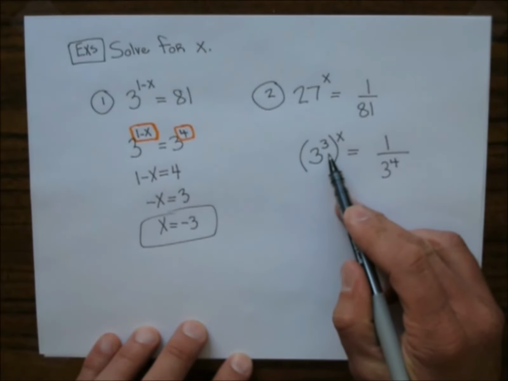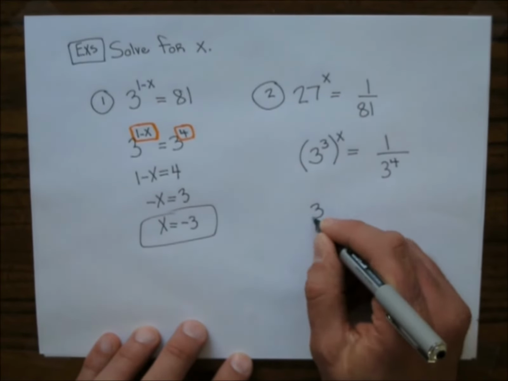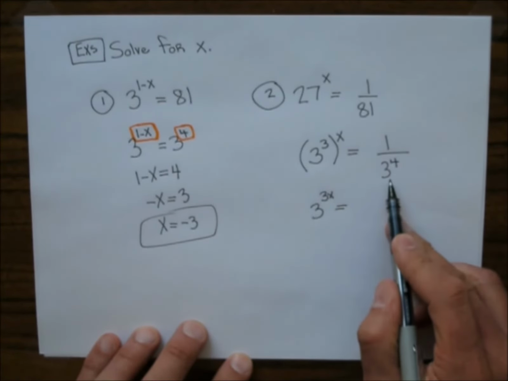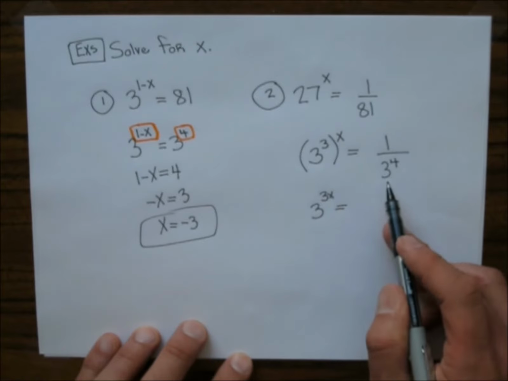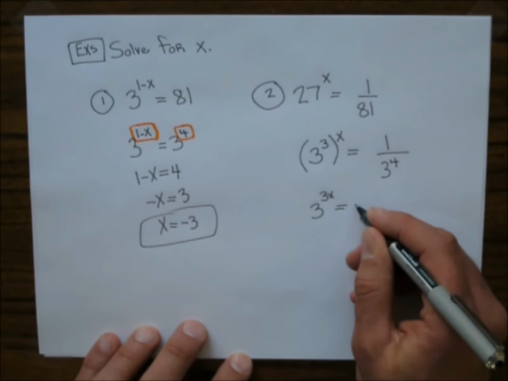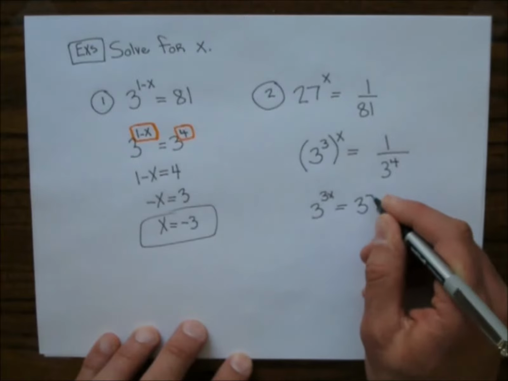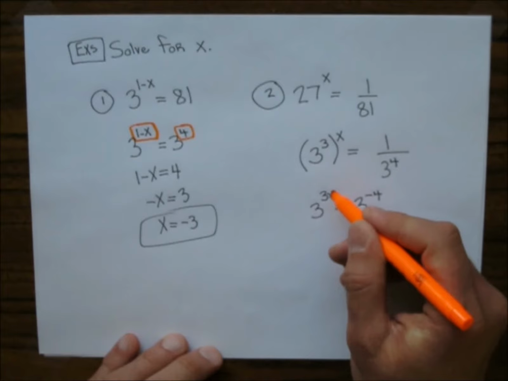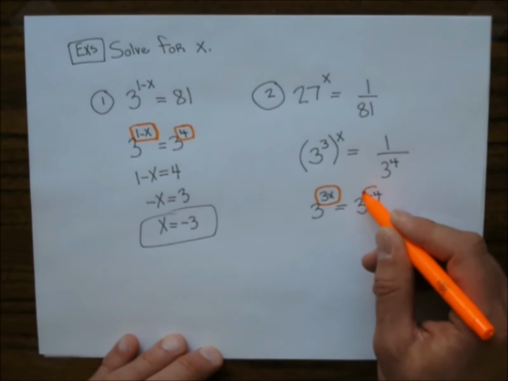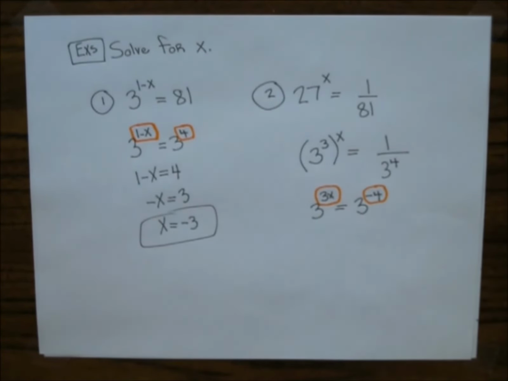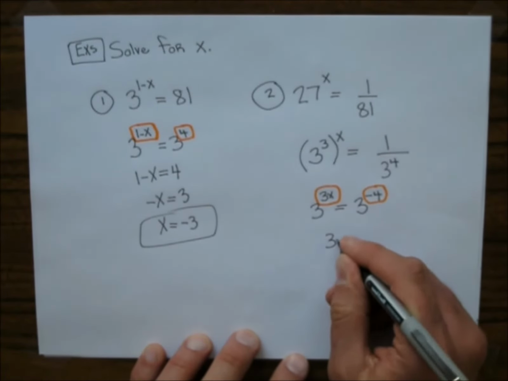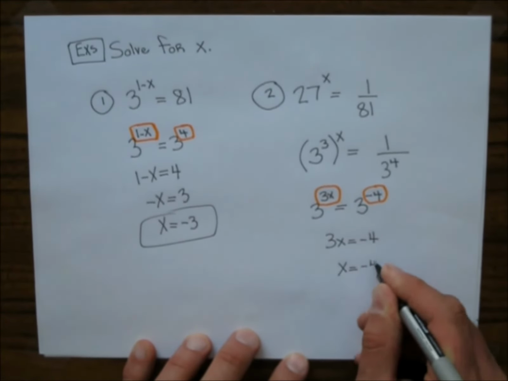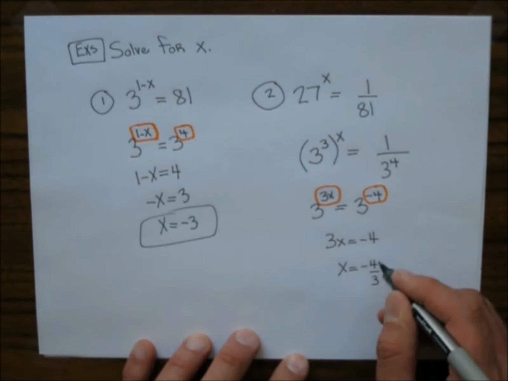So I have a power to a power, which means I multiply: 3 to the 3x equals, I'm going to cross the line and change the sign. This is one of those times when we want to make the exponent negative because you want everything on the same line. 3 to the negative 4. I have a common base there. 3 to this equals 3 to that. So I set this equal to that. And I divide by 3 and get my answer of negative 4/3.